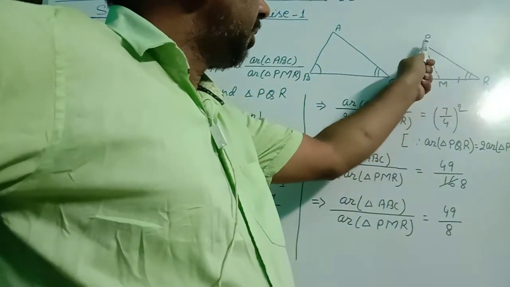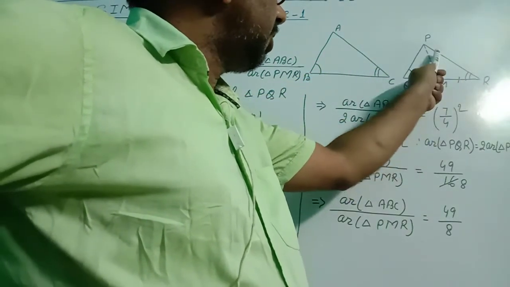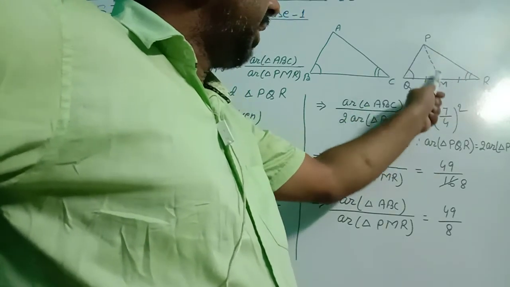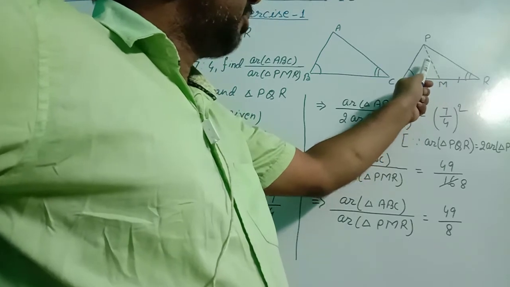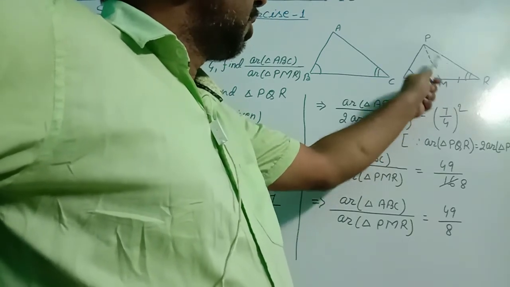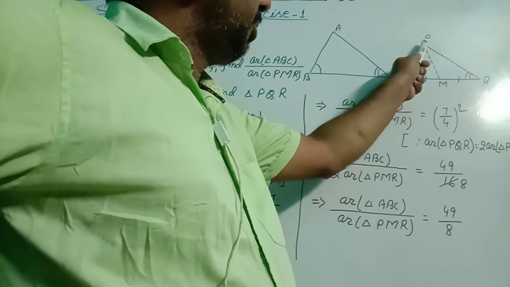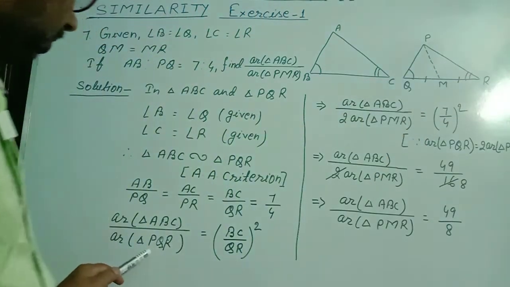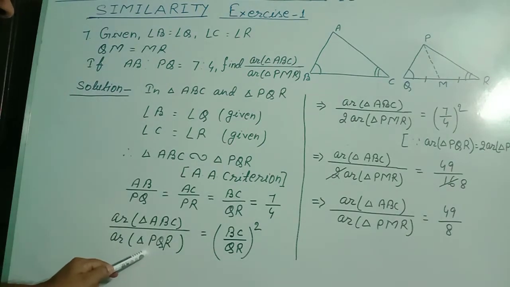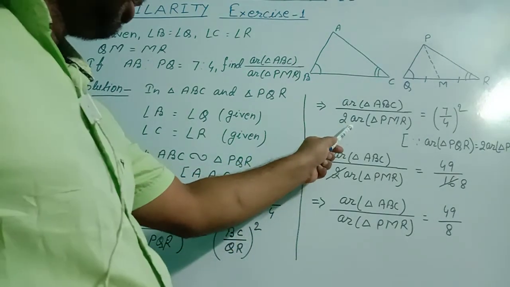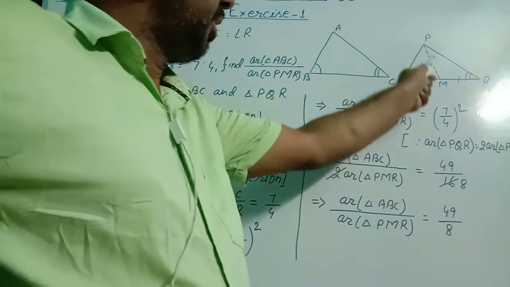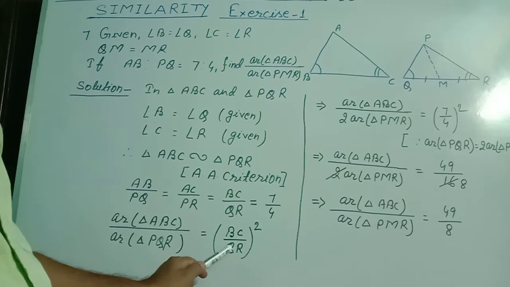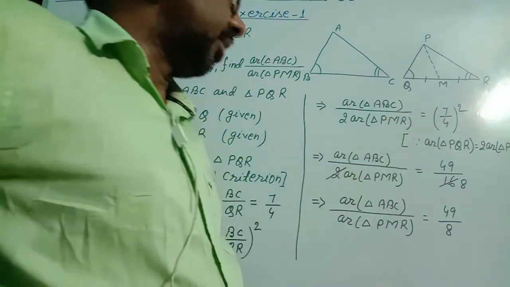Now the area of triangle ABC by this PQR. We can write the area of triangle PQR is equal to twice the area of triangle PMR, because a median divides the area of the triangle into two equal halves. So the area of triangle PQM will be equal to the area of triangle PMR. So instead of the area of triangle PQR, I wrote twice the area of triangle PMR, equal to, I kept the value BC by QR, 7/4 whole square.